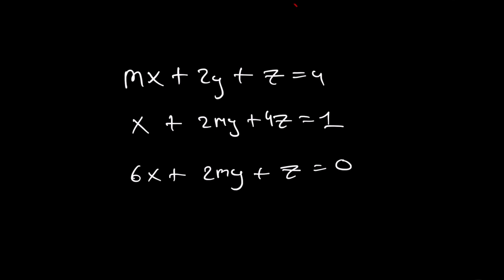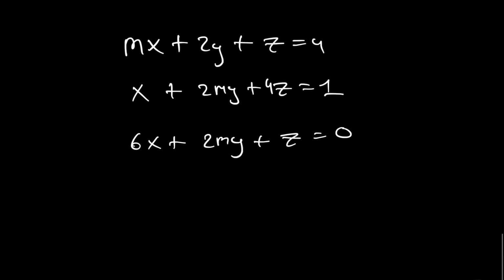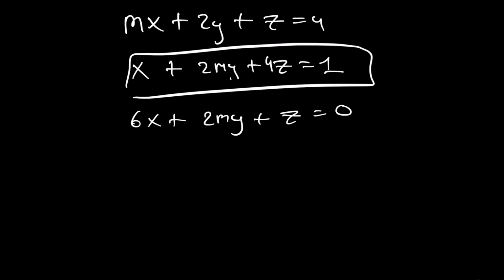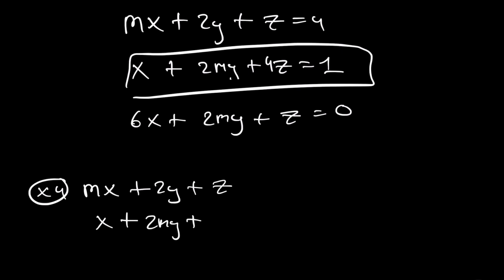Imagine m is just a value and we're rearranging with algebra in order to get it into the equation. So we first of all do like we always do. Let's figure out that we want to cancel things out. So let's say mx plus 2y plus z, and we want to cancel out with the top one. Let's cancel out the z's. So we times the top one by 4, and we have x plus 2my plus 4z.